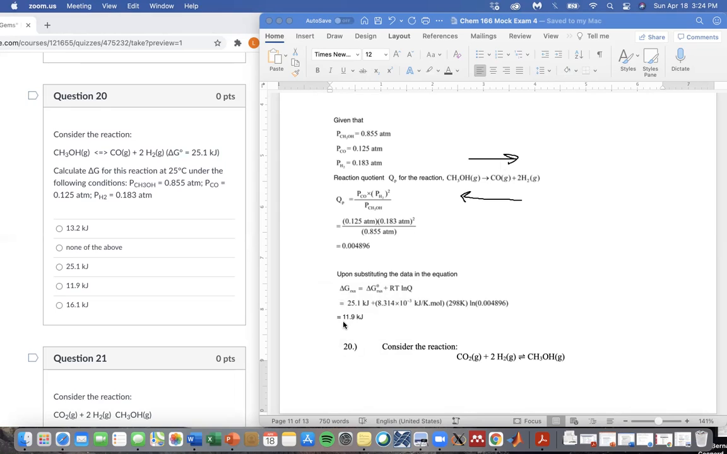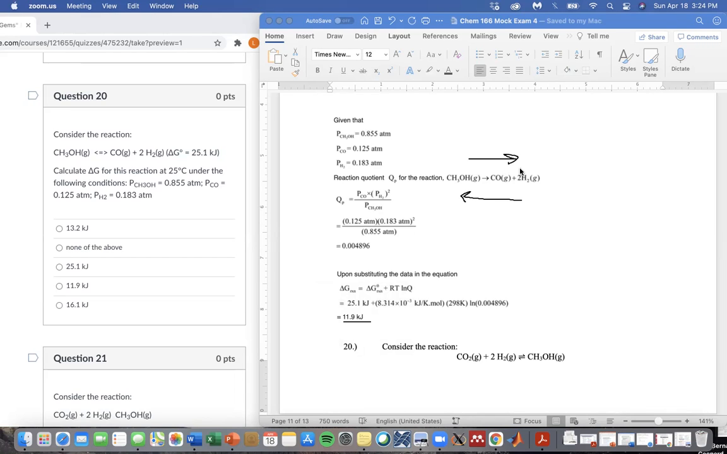Yeah, so we figured out now our delta G value is positive. So we said it's non-spontaneous because our delta G is positive. And so if the reaction is non-spontaneous, should it proceed in the forward direction or in the reverse direction? Forward? Yeah, it'll proceed in the reverse direction, because in the forward direction it's non-spontaneous.